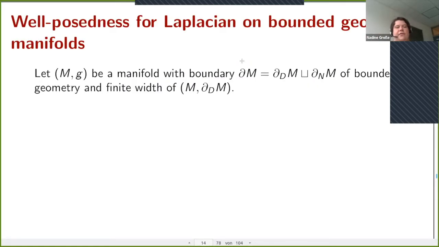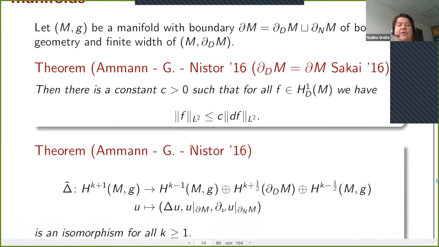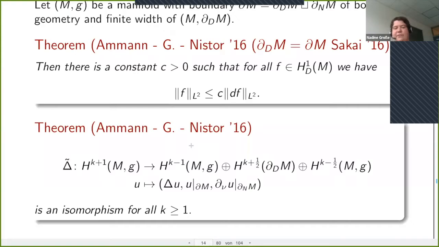With this, you now get that if you have a manifold with boundary of bounded geometry and this finite width to the Dirichlet boundary, you have a Poincaré inequality. In the case where the whole boundary is a Dirichlet boundary, that's a result by Sakai. But otherwise, you always have this Poincaré inequality, which then tells you, with everything I told you before, that for this nice non-compact manifold, you automatically have a well-posedness result for the Laplace.